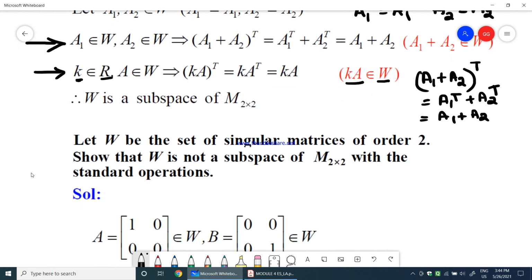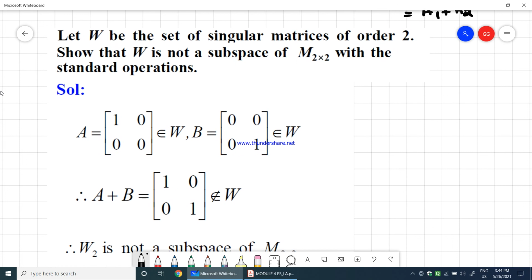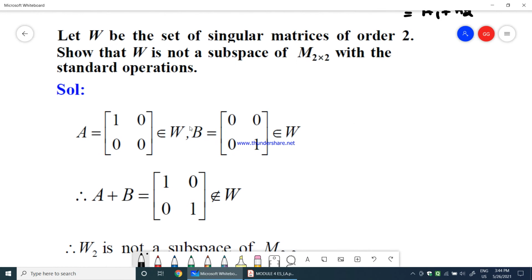Now let me go with singular matrices. I think you should all know what singular matrices are. Singular matrices will always have one single 1 and all other elements equal to 0. One element in any given matrix is 1 and all other elements are 0. So here we have A and B.